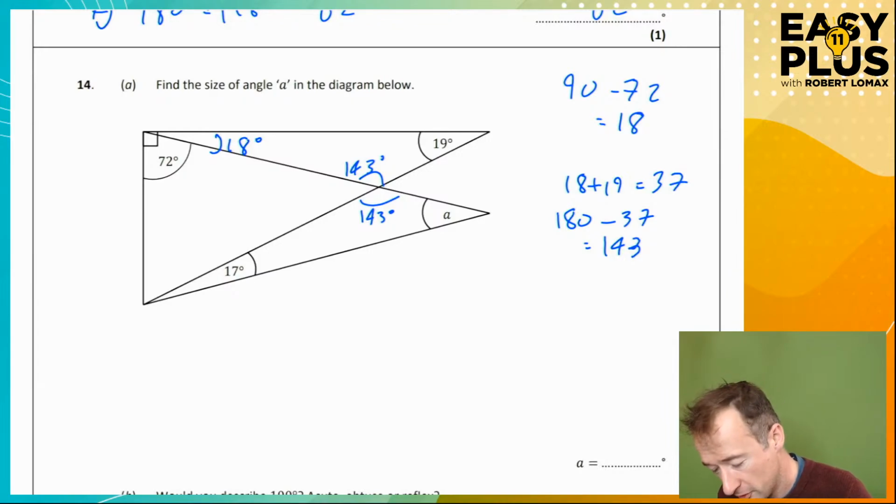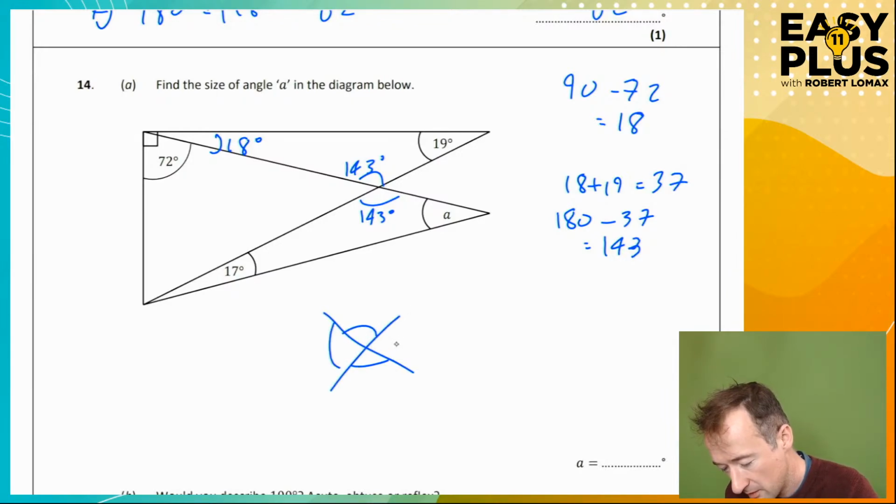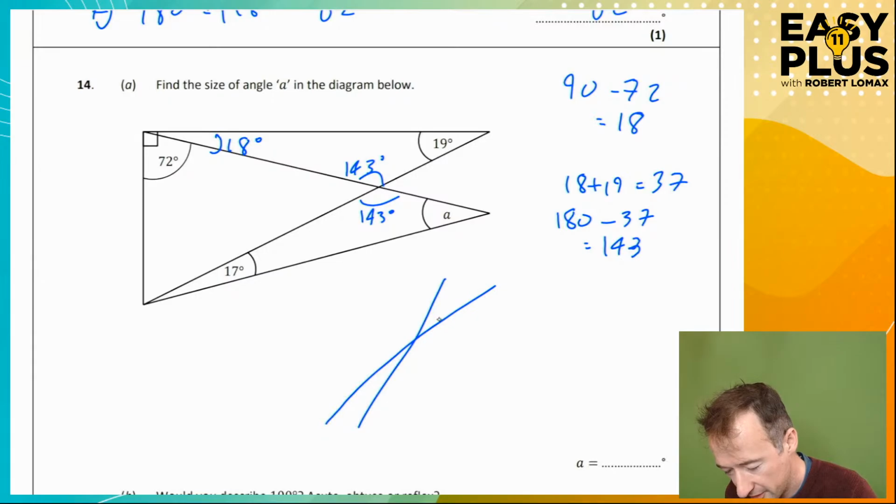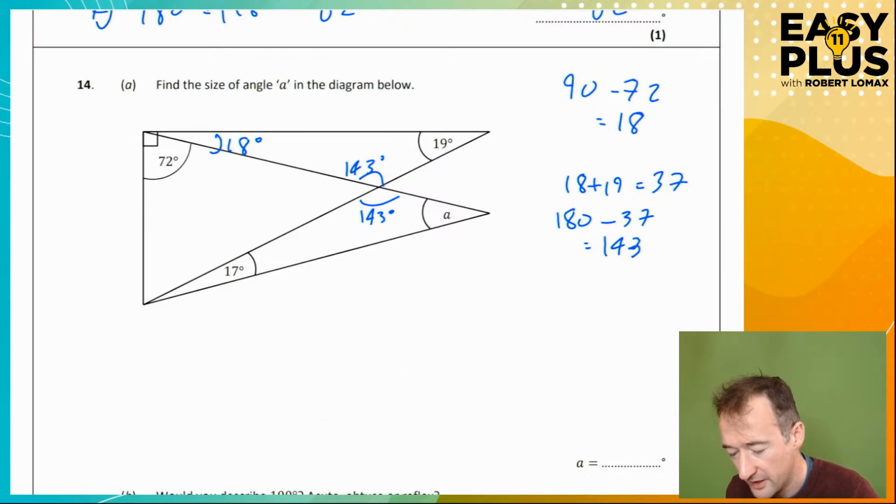When you've got two straight lines that cross each other, this angle and this angle are the same, and this angle and this angle are the same. It doesn't really matter what the angles are. If you've got something really steep like this, still, this angle and this angle are the same, and also this angle and this angle are the same as each other. Okay, the opposite angles are the same. So this one here is 143.